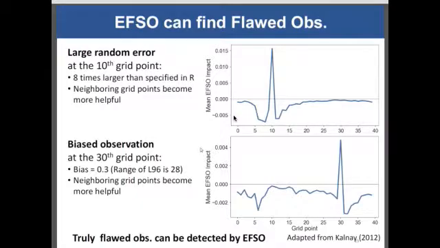So the other case is a biased observation. We add a constant bias at grid point number 30, and we can see that EFSO can also tell. So this is showing that EFSO could truly identify flawed observations.